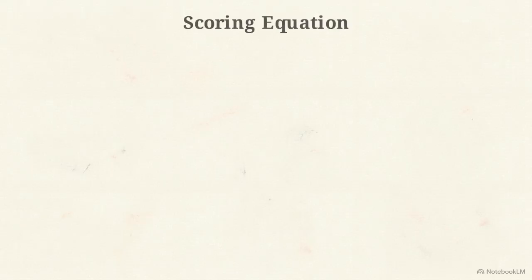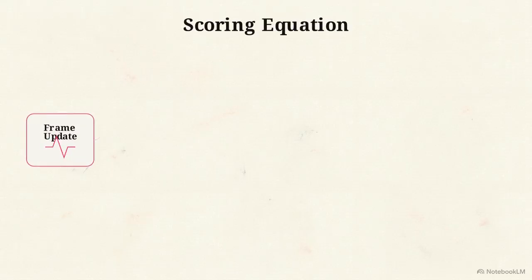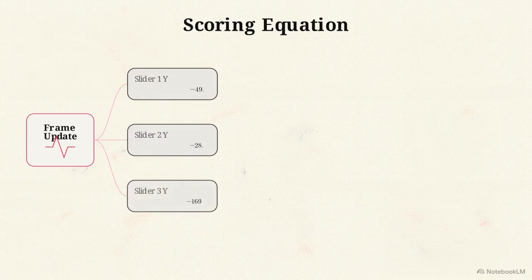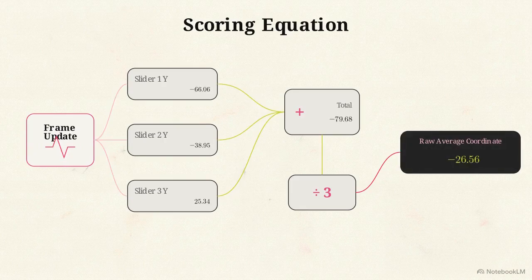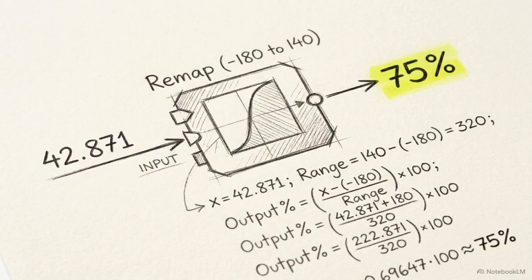This diagram illustrates the scoring equation. A frame update node constantly reads the Y positions of all 3 active sliders, adding them and dividing by 3 for a raw average spatial coordinate. Because a raw coordinate is difficult to read, a remap node takes those spatial coordinates and translates them into a clean 0 to 100% metric.